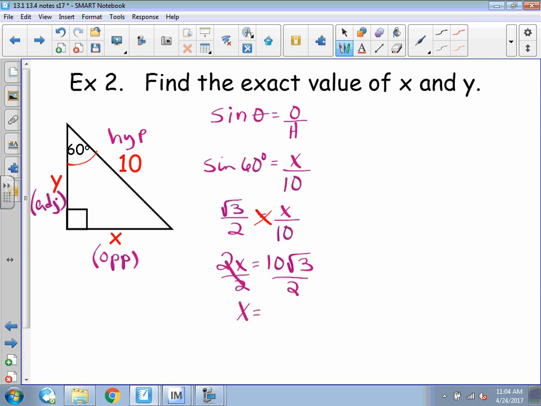What can I do with the 10 and the 2? I can simplify that because they're both outside the radical. So 10 divided by 2 is 5, so it's 5 square roots of 3.